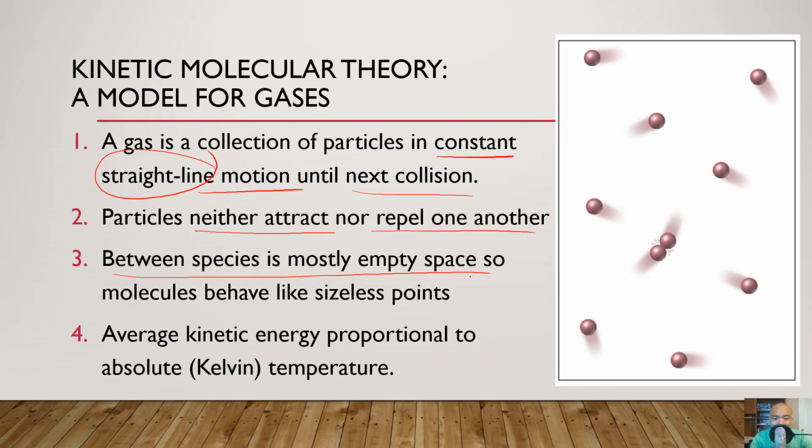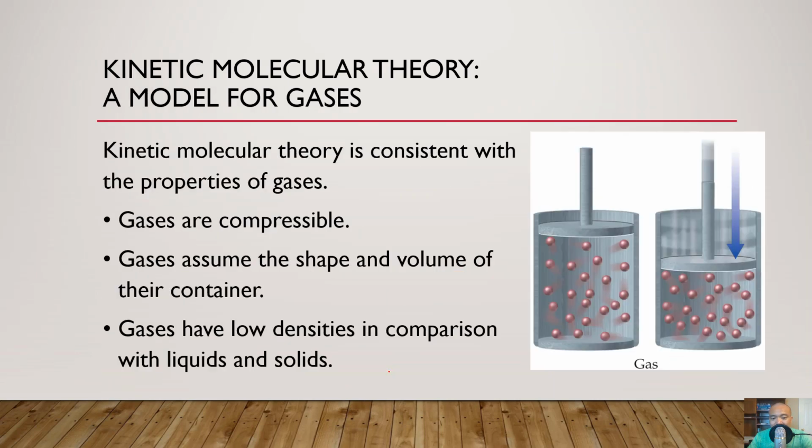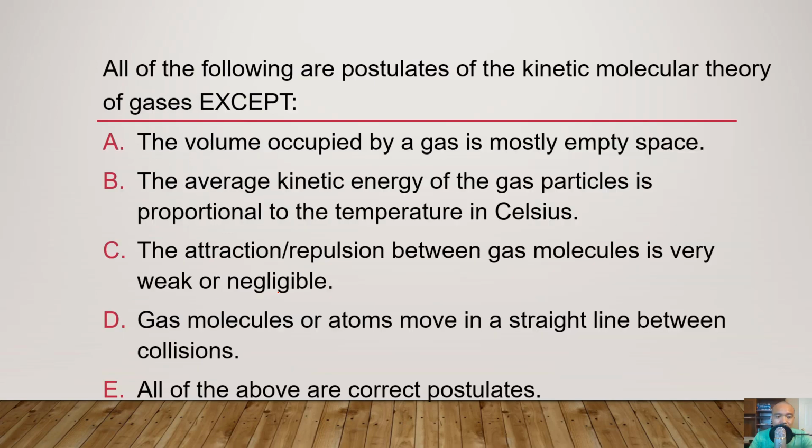And the average kinetic energy of the ideal gas is directly proportional to the absolute temperature in Kelvin. The higher the temperature, the faster the gases move on average. I would like to emphasize it's the kinetic energy, not the velocity of the molecules, that is proportional to the absolute temperature. According to kinetic and molecular theory, gases are expected to have some properties as listed over here. For example, gases are compressible. Gases assume the shape and volume of their container, and gases have low densities in comparison with liquids and solids.